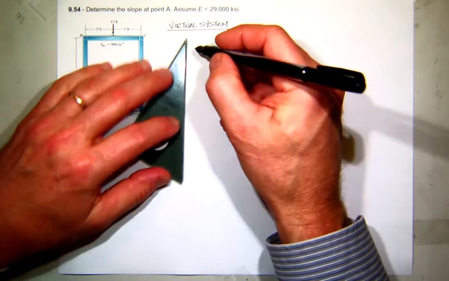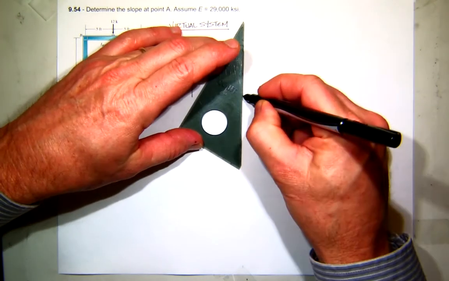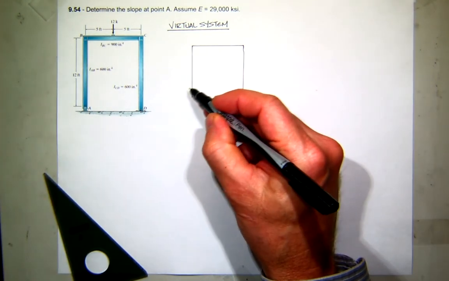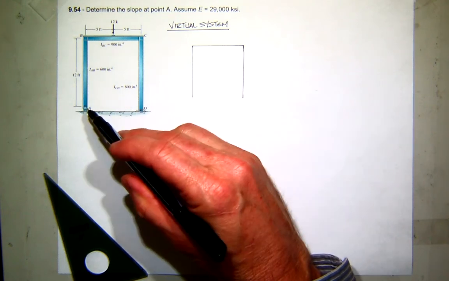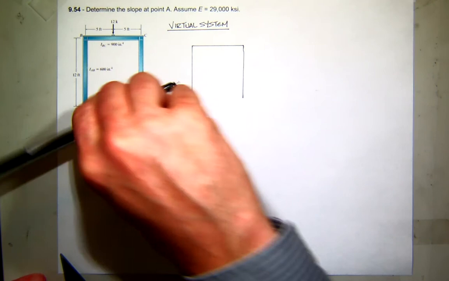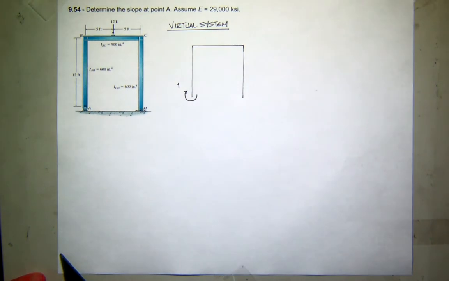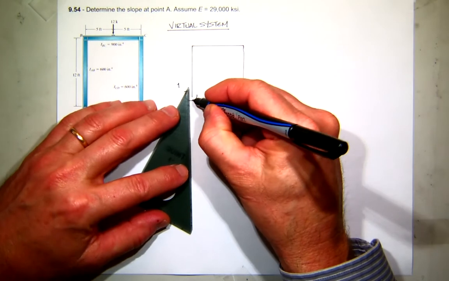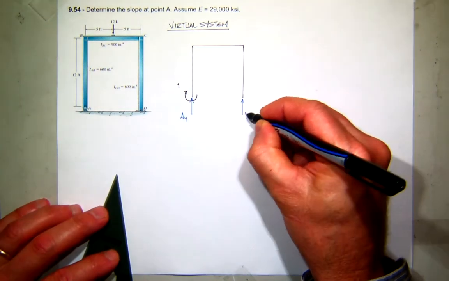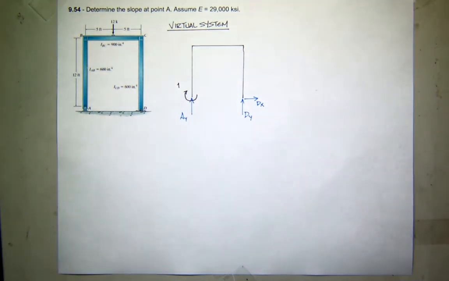So I'm going to redraw my system. A little bit smaller system. And to make it easier to see, I am going to apply a moment here at A. Now, how am I going to do that? Well, I'm going to assume slope to be positive. So a positive slope here would be rotation clockwise. And what causes clockwise rotation is a couple that looks like that. Now, based on that, I'm still going to have a reaction at A and reaction at D in both the X and Y directions. And that is the only load on my virtual system.